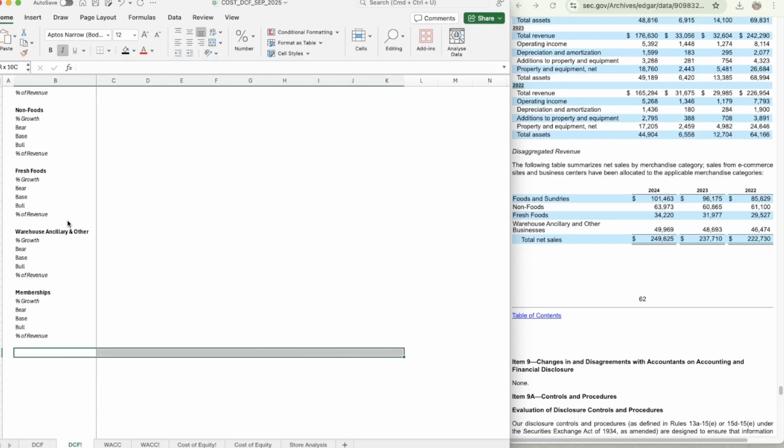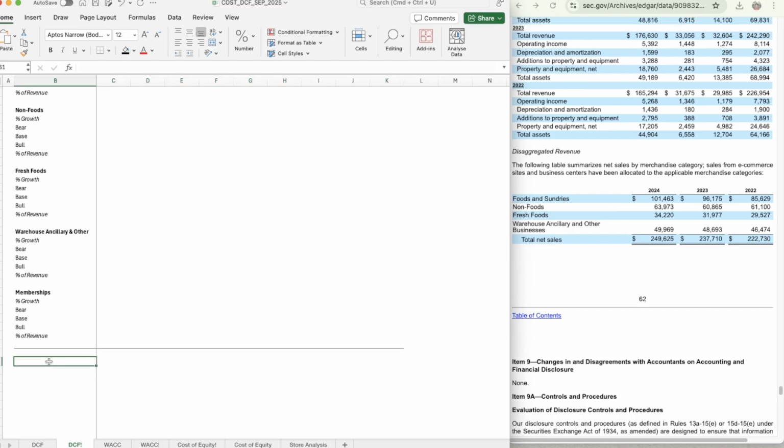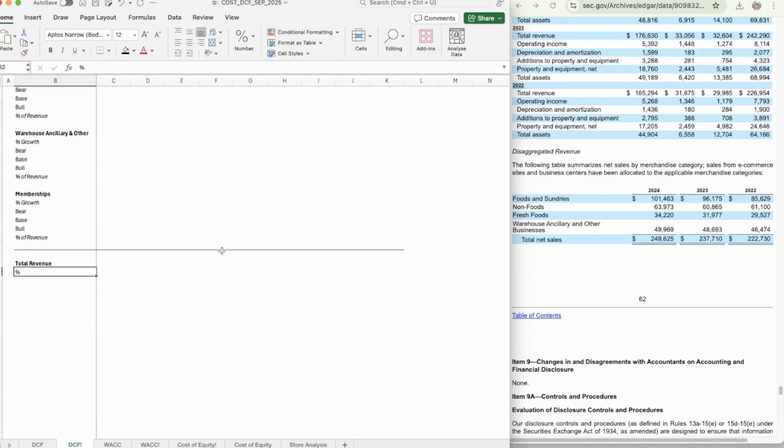And then at the bottom down here, it needs to go to there. Put a border to show it separates. And we go total revenue. Sorry, you guys can't see, my bad. Put a border here, and we go total revenue.